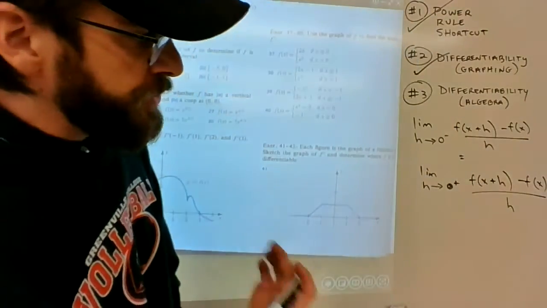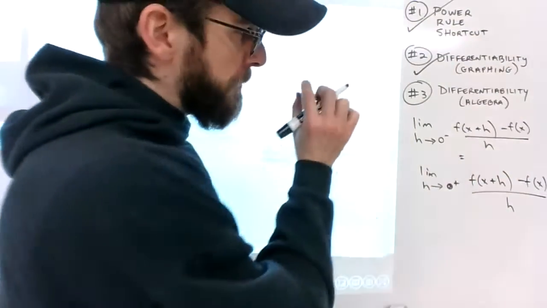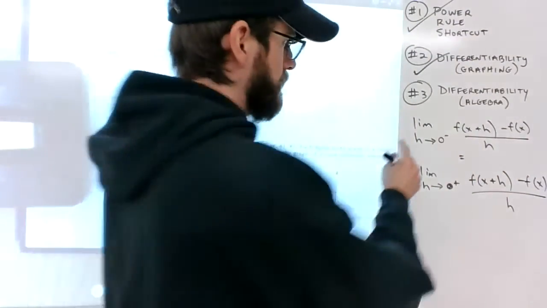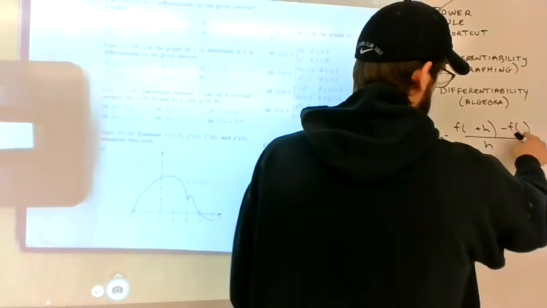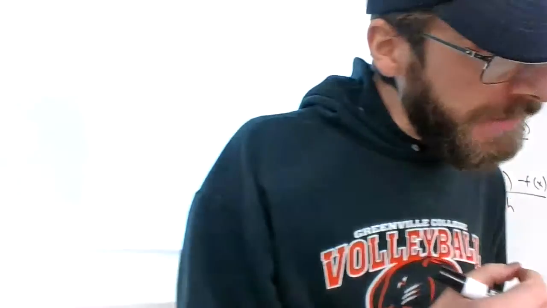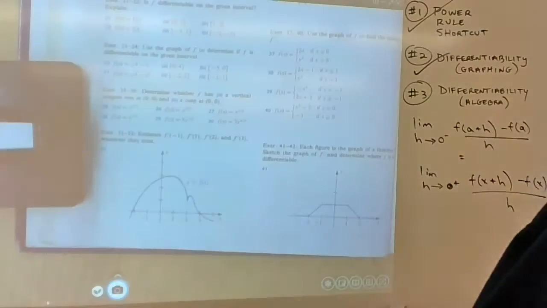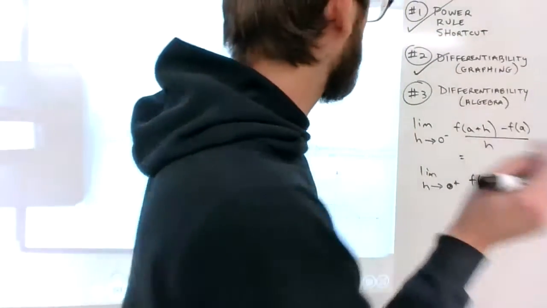And if it's on a closed interval from A to B, then from the left of A, and from the right of B, I want to make sure I got this right. No, it's the reverse. From the left of, that makes sense. Okay.